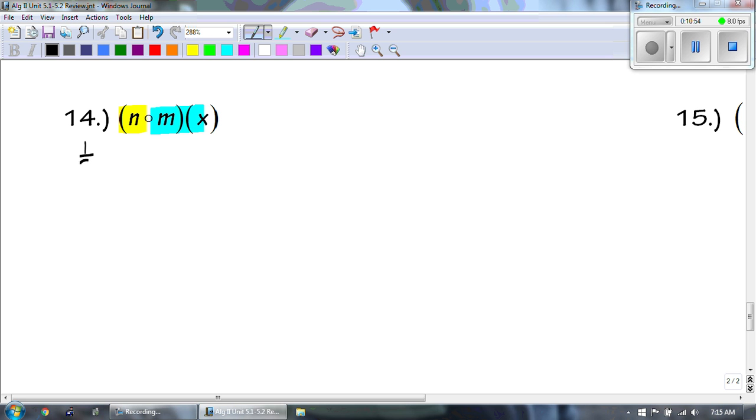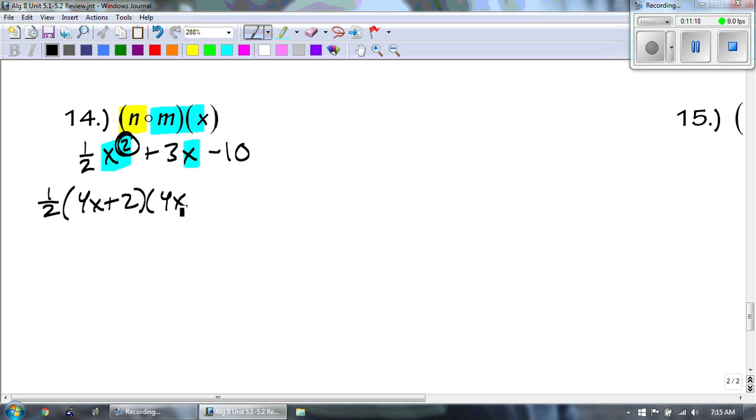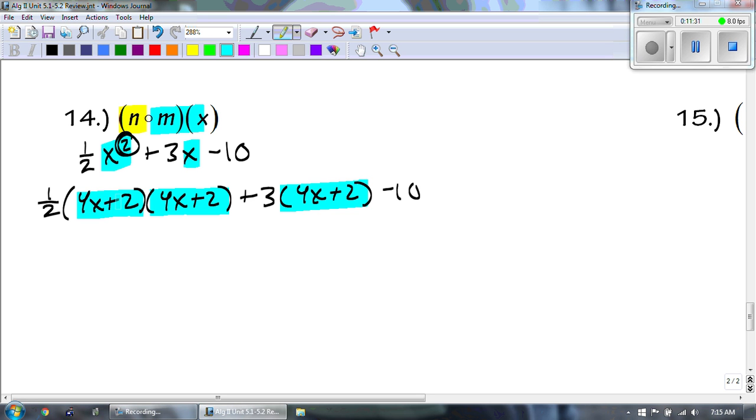So that is the 1/2 x squared plus 3x minus 10. And wherever there is an x, I'm going to put an m. And remember, I have 2 at the beginning. So the way I would write that is 1/2 times 4x plus 2 times 4x plus 2 plus 3 times 4x plus 2 minus 10, because there should be 3 of the m's that we just plugged in.